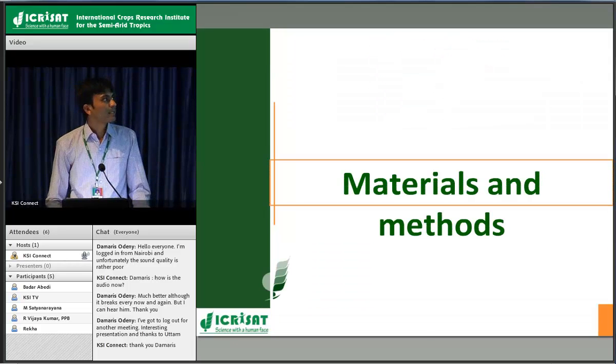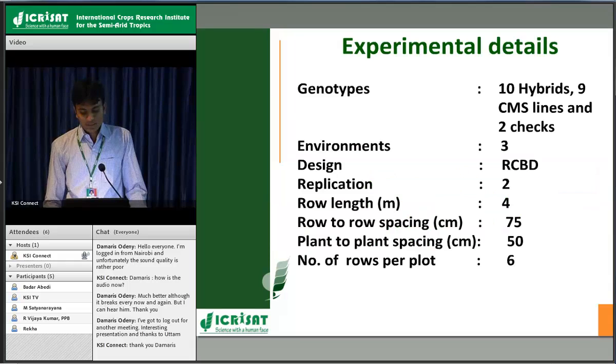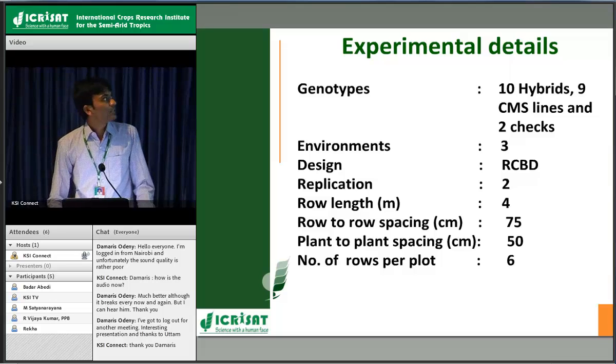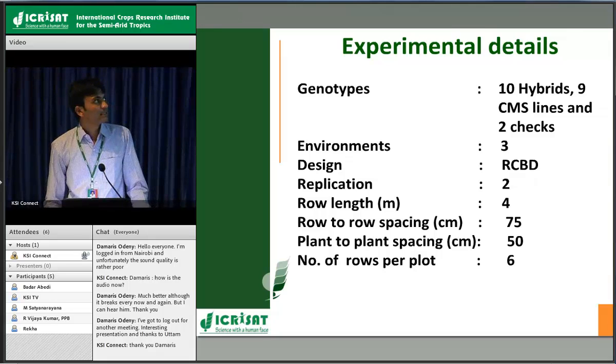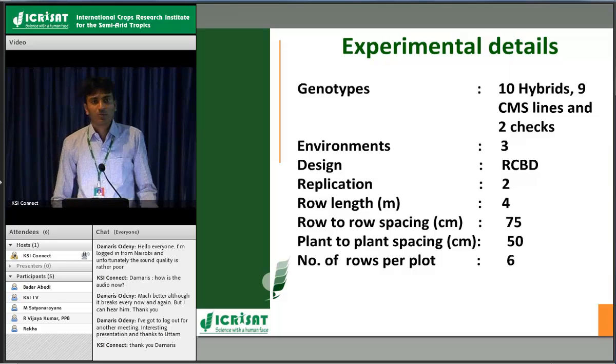Now, methods and material. I have used 10 hybrids with 2 checks to study the stability of fertility restoration, and 9 CMS lines were studied for their expression of male sterility. The trial was sown at 3 different locations as well as on 3 different dates of sowing for expression of male sterility. The trial was planted in a randomized complete block design with 2 replications. The row to row spacing was maintained.